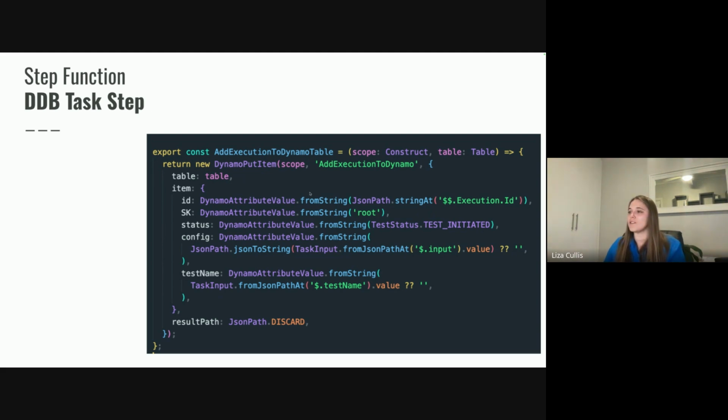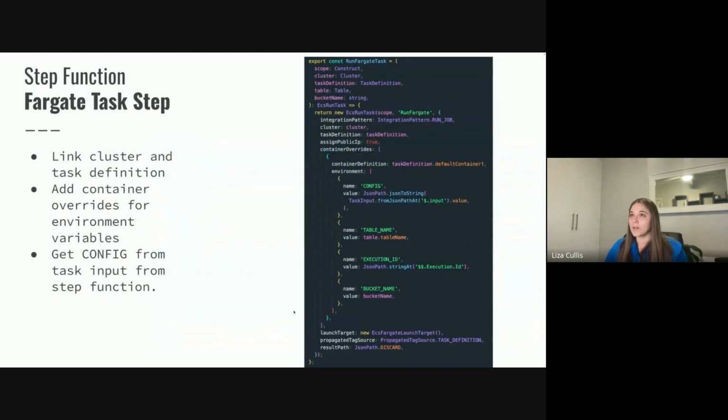And then just an interesting thing here, you have this result path option. And we've decided to discard it. So with a step function, you get some data into your step function, and depending on your step, you can either take that data, transform it, and then output a different data. In this case, we didn't want to transform anything. We just wanted that data to pass right through to the next step. So that's why I use this discard function. Cool. So that's our DynamoDB step.